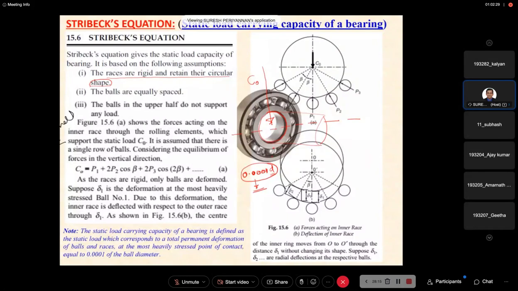What is the important assumption in the beam theory? The material is homogeneous, right? The load should be acting perpendicular to the axis of the beam, right? Second assumption. Any other? What is the third assumption? Important assumption.